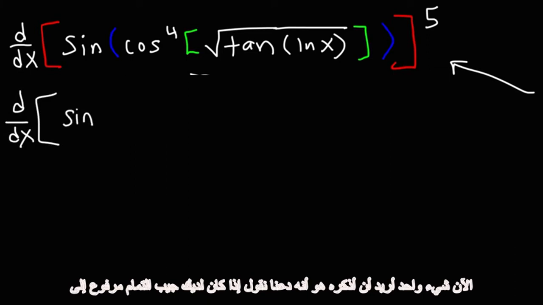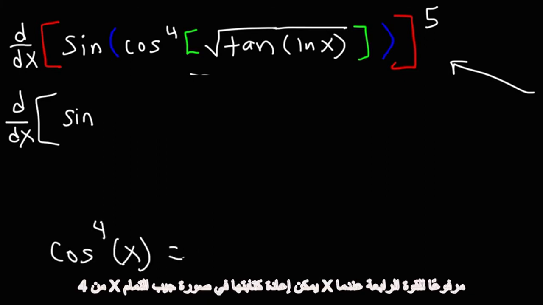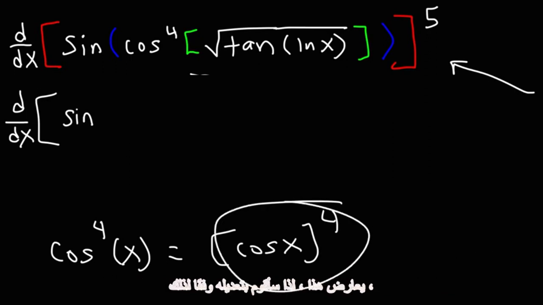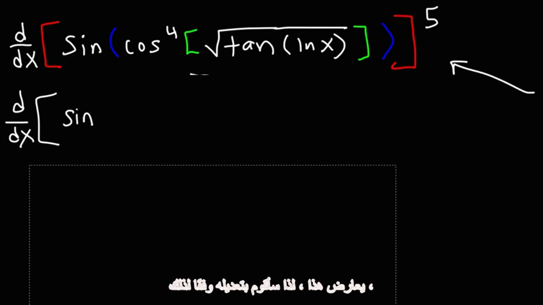Now, one thing I want to mention is that, let's say if you have cosine raised to the 4 of x. This can be rewritten as cosine x raised to the 4th power. When dealing with the chain rule, it's easier to work with problems in this format as opposed to this one. So I'm going to adjust it accordingly.